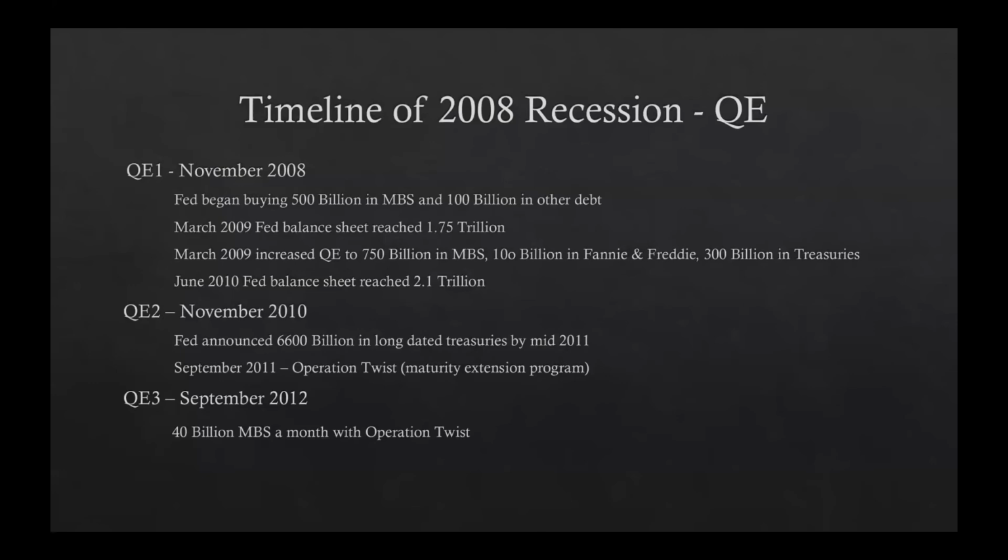And then by June 2010, the Fed balance sheet had pretty much doubled and was at $2 trillion. Then we started to get a little bit of a calm in there, and then QE2, because the economy just wasn't kicking in like they wanted. In November 2010, the Fed announced another QE, and actually that's 600 billion in long-dated treasuries by mid 2011. And September 2011 is when we got Operation Twist. Now, Operation Twist was a little bit different. It was a maturity extension program.